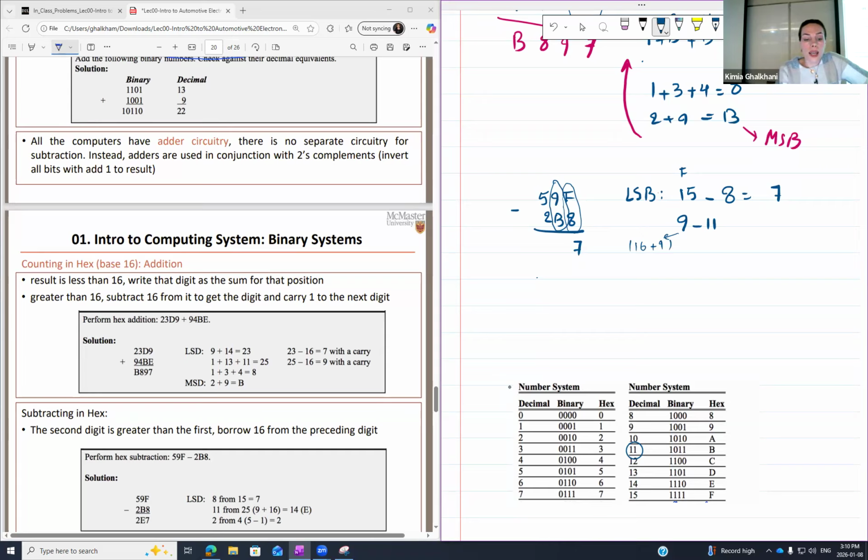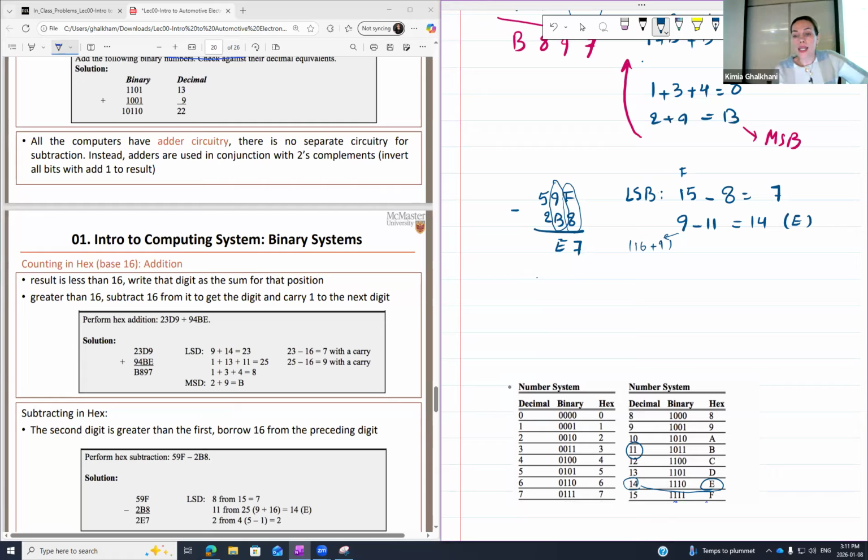Then I have to say minus 11. It becomes 14. What is the equivalent for 14? This is 14. Equivalent is E. So I can just have it as E, and I put it down in here as E. Make sense?